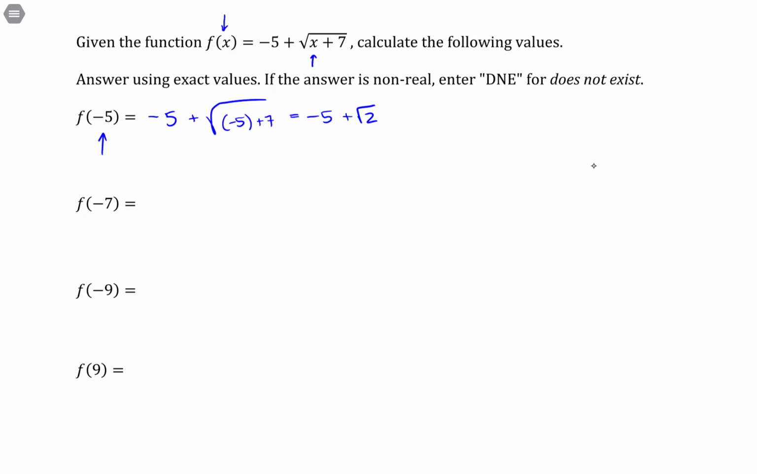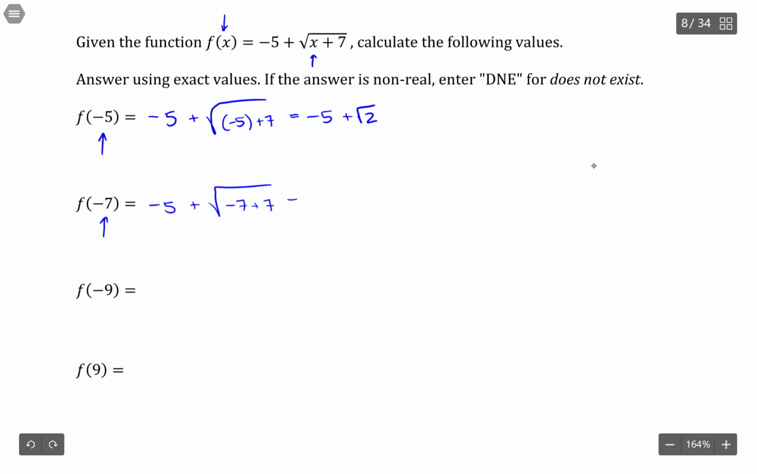The next one, f of -7, I'm replacing -7 into my function. So I have -5 plus the square root of -7 plus 7. And the -5 stays as is, but -7 plus 7, that actually cancels out to 0, and the square root of 0 is just 0. So this really just results in -5.